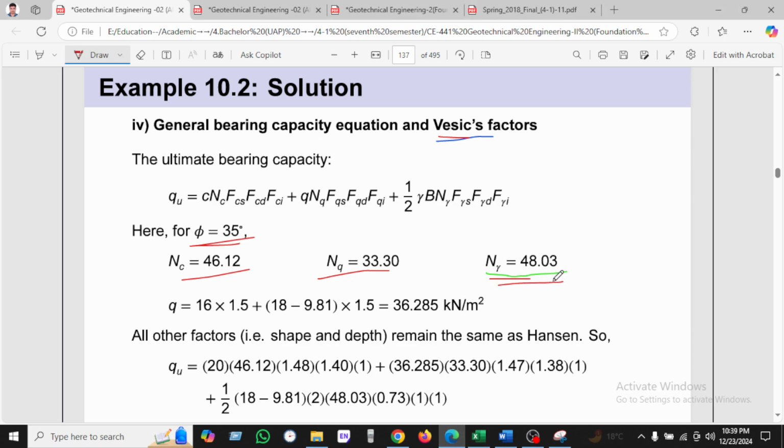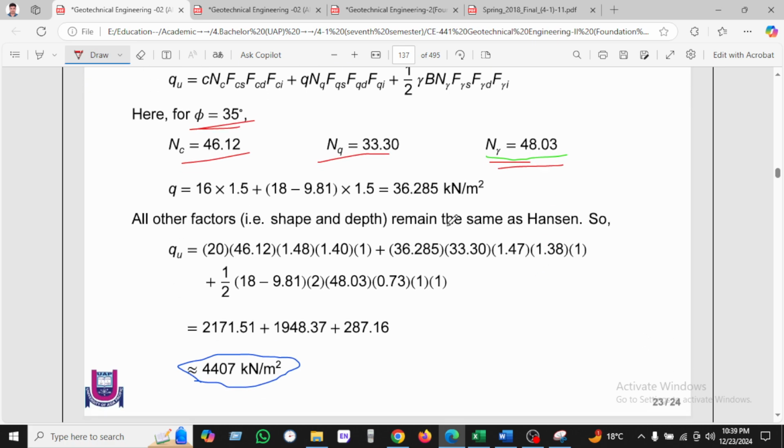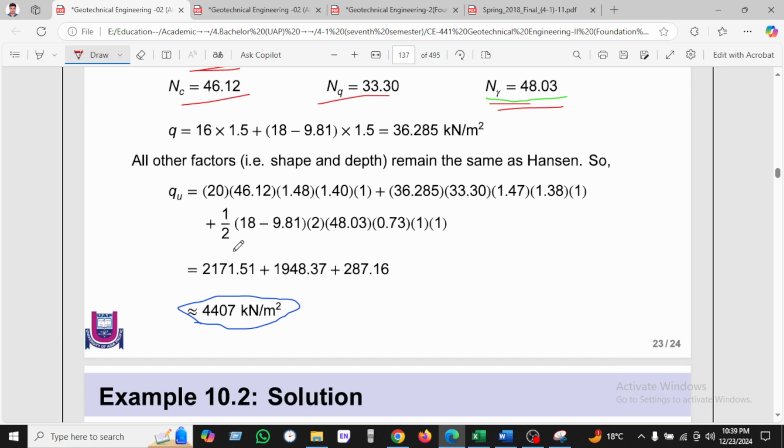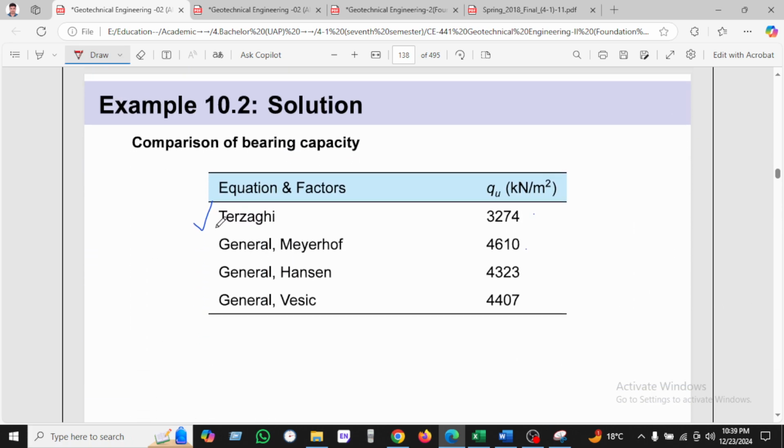So we have used 48.03, and putting all this value with the factors, we'll find the ultimate bearing capacity of 4407 kilonewton per meter square. And this is the summary.